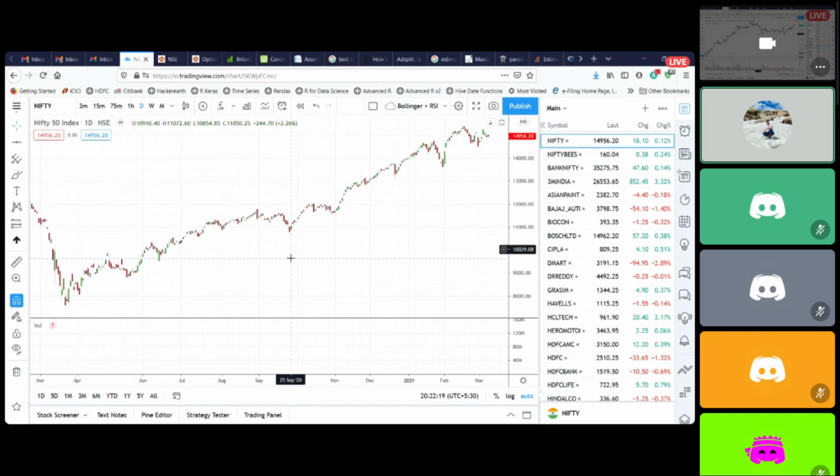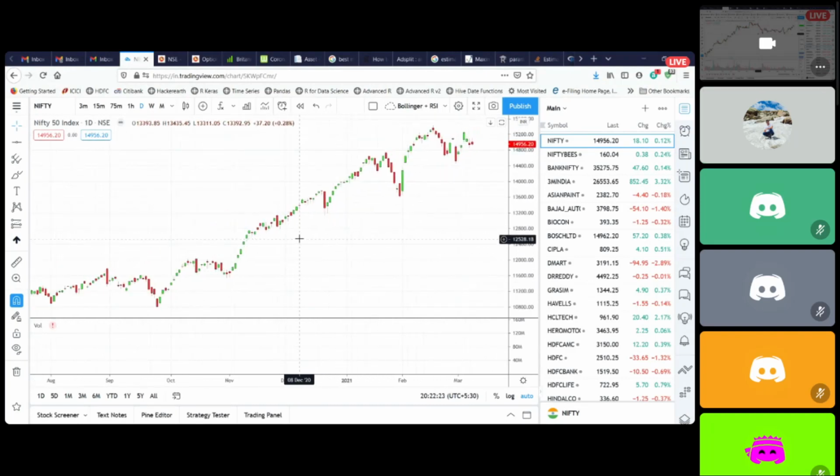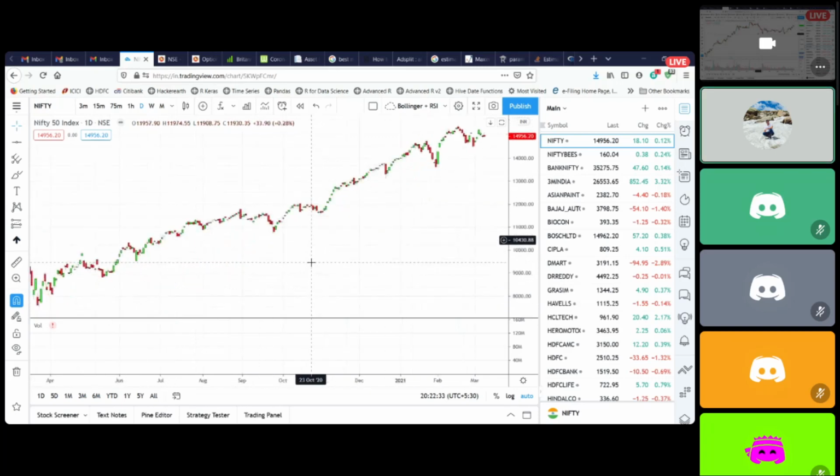But as long as the swing lows are holding, the higher swing lows are always higher, there isn't any worrying sign.